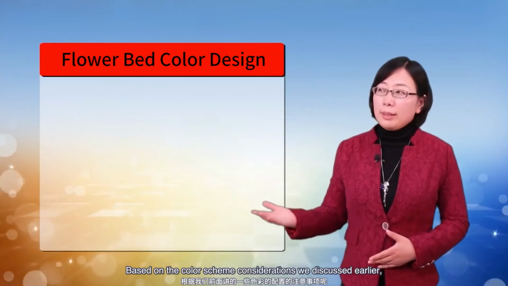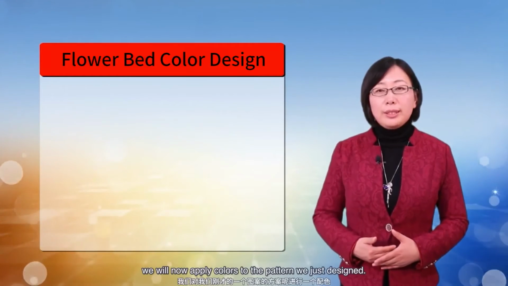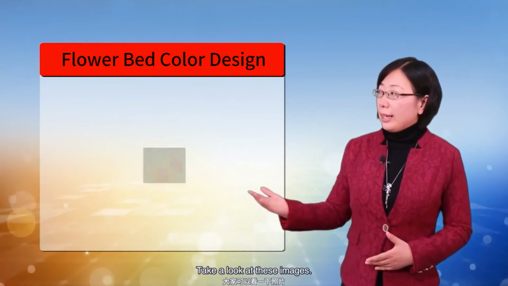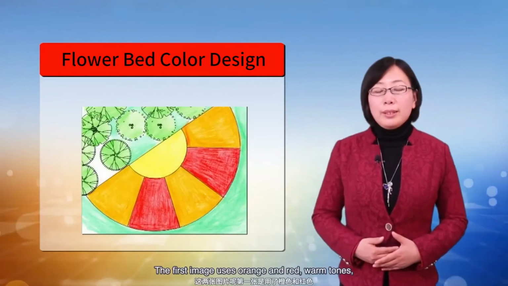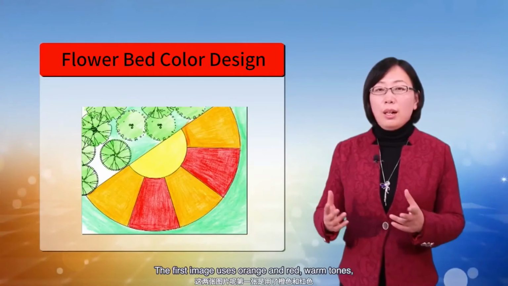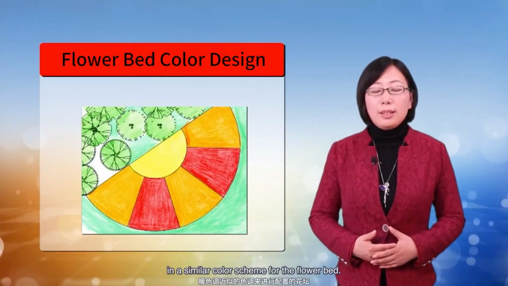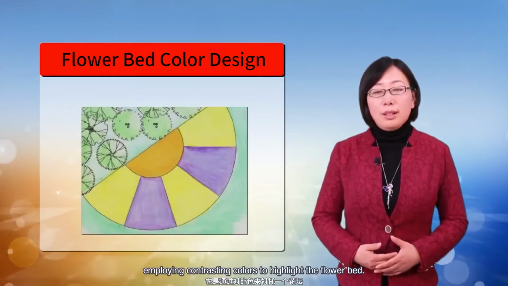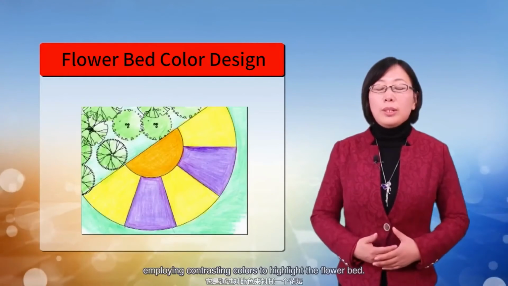Based on the color scheme considerations we discussed earlier, we will now apply colors to the pattern we just designed. Take a look at these images. The first image uses orange and red, warm tones, in a similar color scheme for the flower bed. The second image uses yellow and purple, employing contrasting colors to highlight the flower bed.